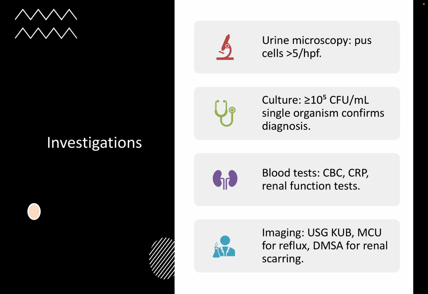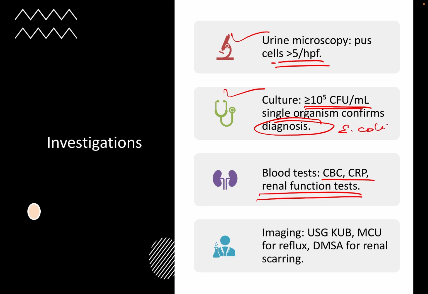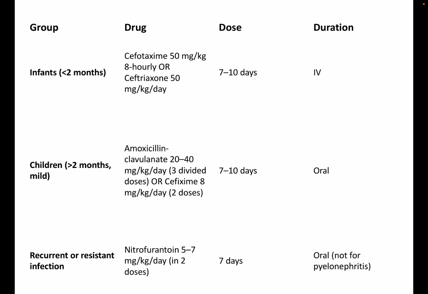Coming to the investigations: urine microscopy, if the pus cells show greater than 5 cells per high power field, and in case of culture greater than or equal to 10 to the power of 5 CFU per ml, a single organism confirms the diagnosis. Usually it will be E. coli. Blood tests like CBC, CRP and renal function test are indicated as per the symptoms. Ultrasound KUB, MCU for reflux and DMSA for renal scarring are indicated.